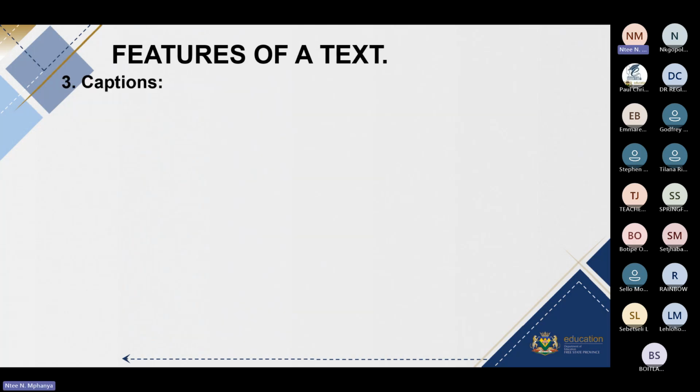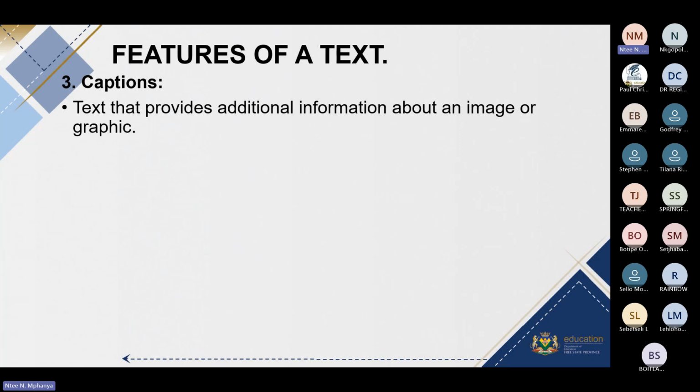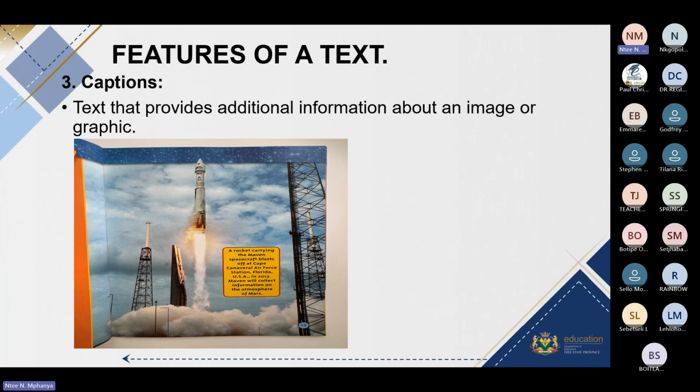Then we have captions, text that provides additional information about an image or graphic. This yellow part inside the graphic or the picture is what we call a caption. It provides information on this rocket. What you need to know about this rocket, you'll get in this yellow section of the image. So it's additional. On top of what is already there, they added additional information so that you can know what is happening with this rocket.